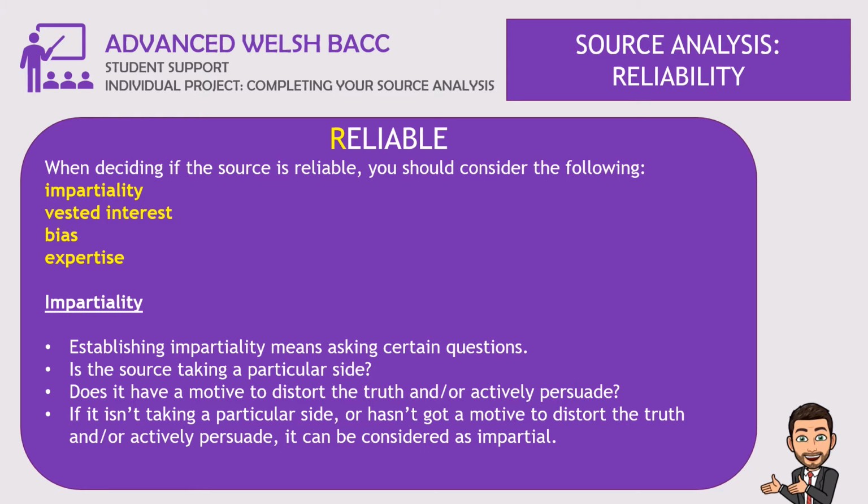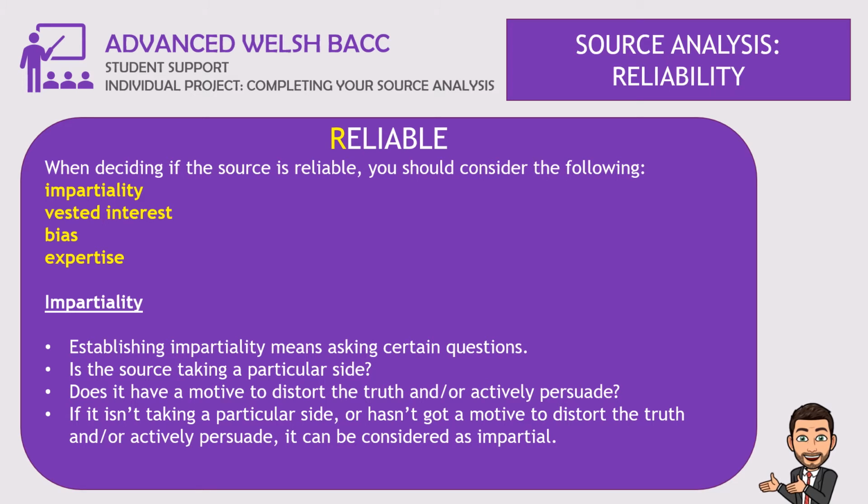Impartiality, vested interest, bias, and expertise. Now, breaking down each of these, there are subtle differences when considering whether a source is reliable. So let's say you found a document or a website that you're using, you need to start applying RURU to identify whether you can use this source.